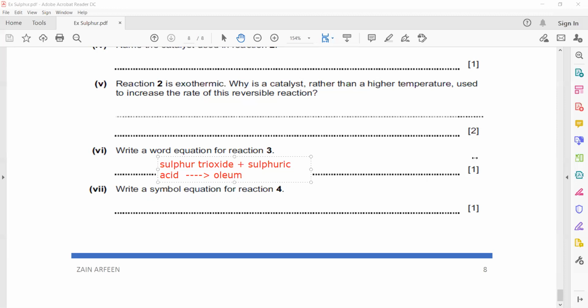And oleum is diluted with water. Write a symbolic equation. So the first one was the word equation, so we did not use symbols. Here, symbolic equation, and it must be balanced as well. H2S2O7 plus H2O gives 2 molecules of H2SO4. So basically the one which was added and the one which is formed, both are being counted.